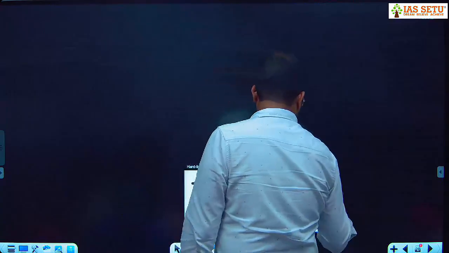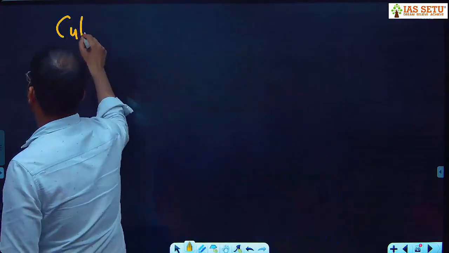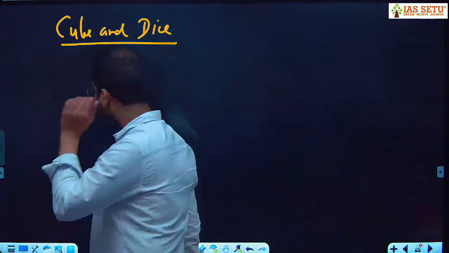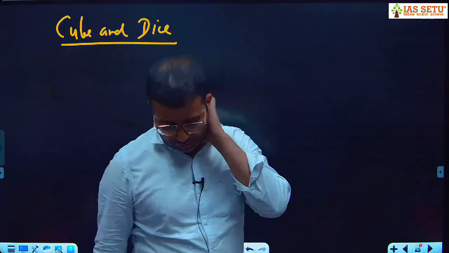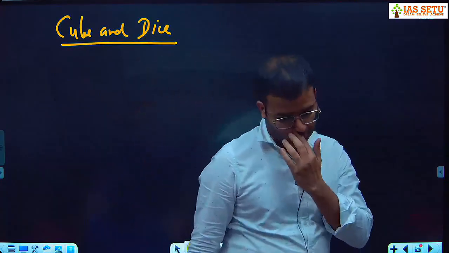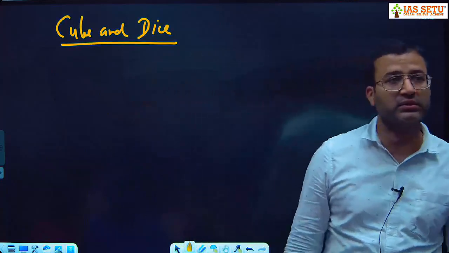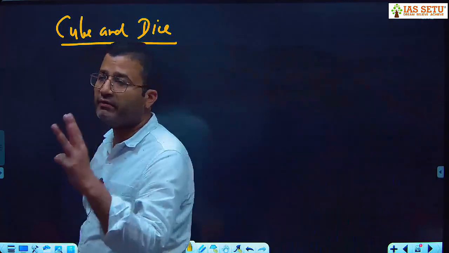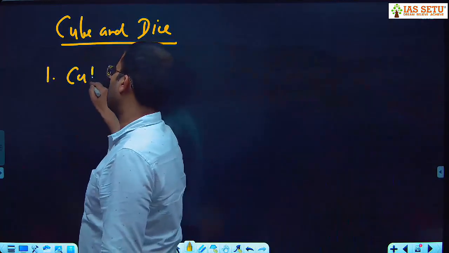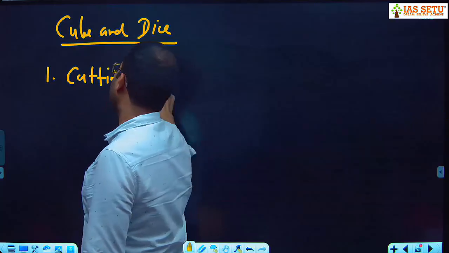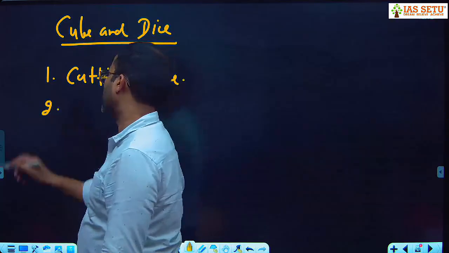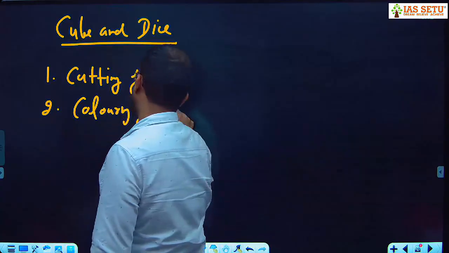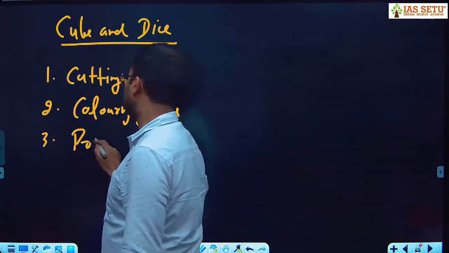Okay, now the next topic is cube and dice. Under this cube and dice, we have three subtopics. One is cutting of cube. Second is coloring of cube. Third one is problems based on dice.